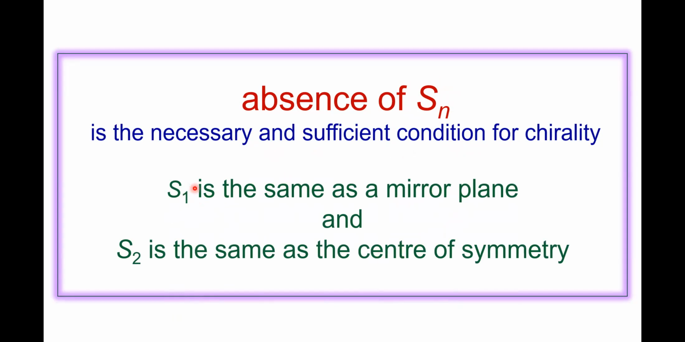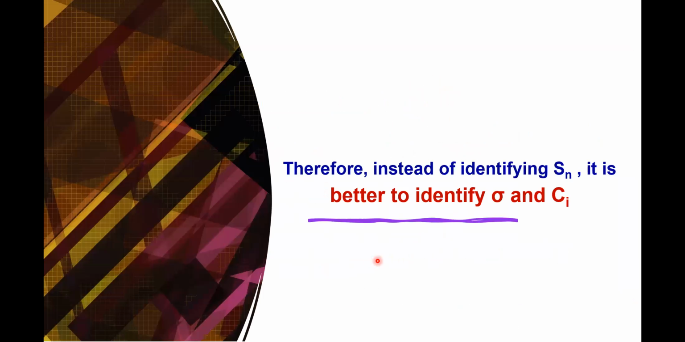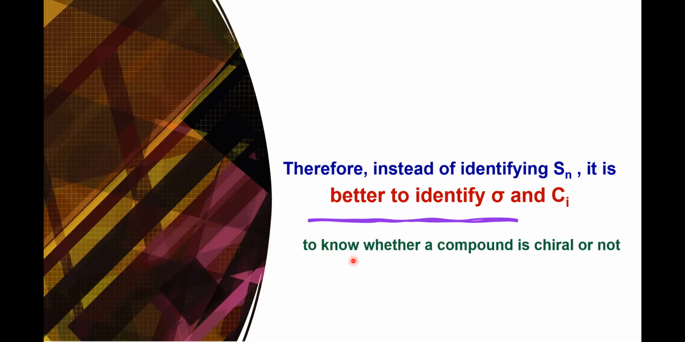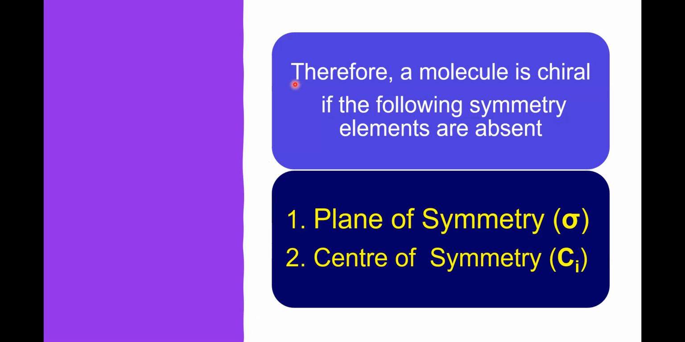So S1, S3, S5 etc. will be equal to the plane of symmetry, and Sn when n is even equals the center of symmetry. Therefore, instead of Sn, it is easier to identify whether sigma is present and Ci, the center of symmetry, is present. So now you can conclude that a molecule is chiral if the plane of symmetry is absent and the center of symmetry is absent.